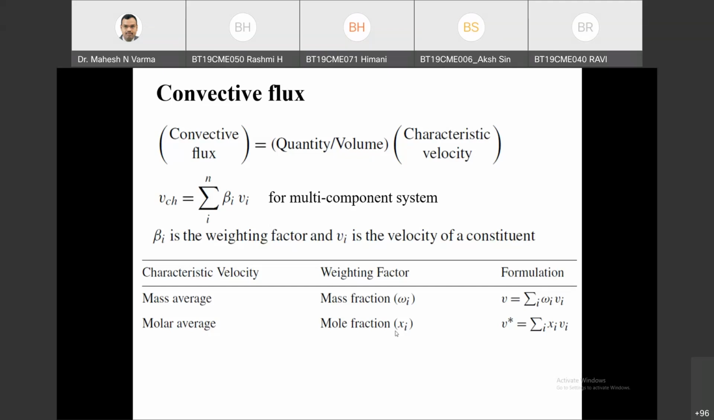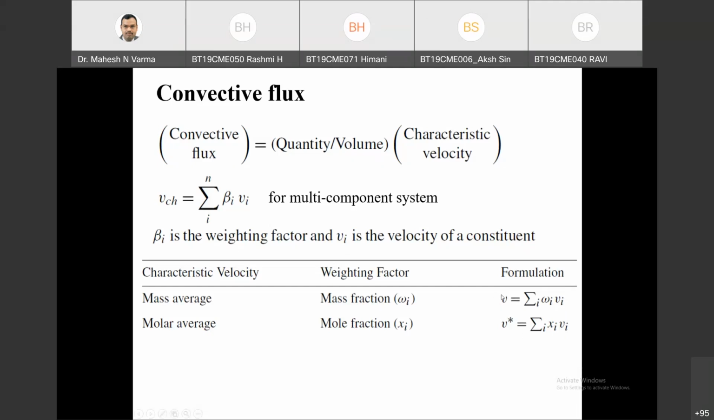It can be a simple velocity also, or you can have a special kind of property which resembles velocity. A characteristic velocity has the same unit, distance per unit time, but it is different from velocity, as it includes the individual component effects. These are the two examples given. With the mass fraction as the weighting factor, the sum of individual velocities gives what is called the mass average velocity.